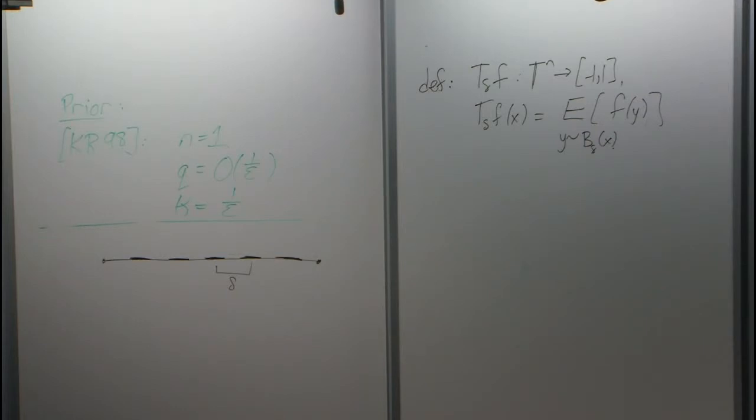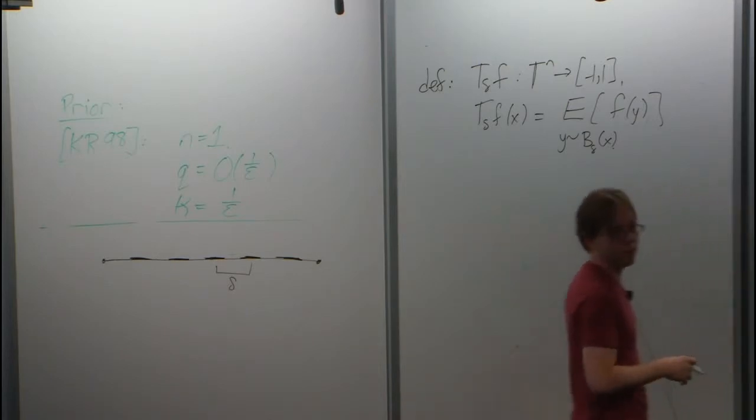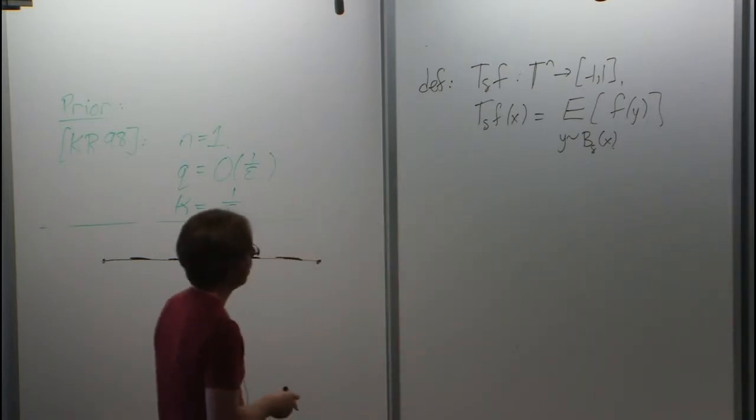Here's the set f. Little f is plus 1 inside and minus 1 outside. The value of T_delta f at this point is, you average the indicator around a little ball here, so it would just be 1. Probably around here it would be around 0, because about half the points are in and half the points are out, etc.